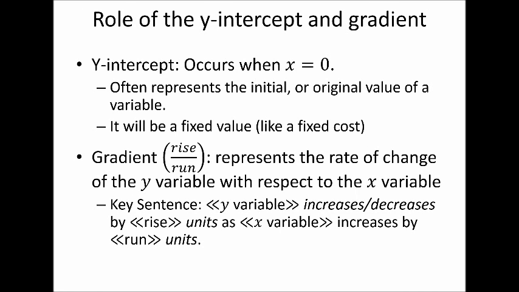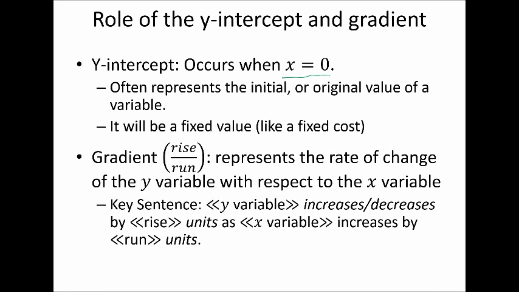First of all, let's look at the role of the y-intercept and the gradient. The y-intercept, we know, occurs when x equals 0. So that often represents the initial or original value of a variable. It's what it is at the start, if we're talking about time, which we often are. And again, it is a fixed value, like a fixed cost, an initial cost, an initial distance. It's something that does not change.